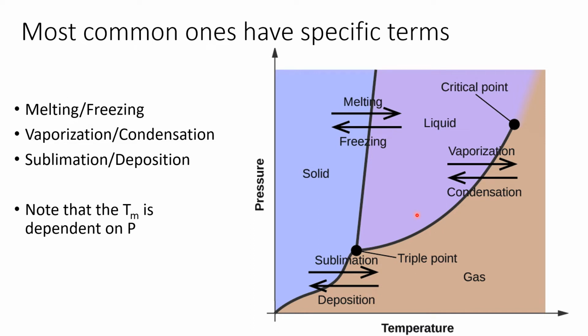Okay? Now let's talk about what terms we hang on these transitions. If you go from a solid to a liquid, we call that melting. If you go from a liquid to a solid, we'll call that freezing. Now, of course, you've already seen that. It surprises me sometimes how this gets folks.